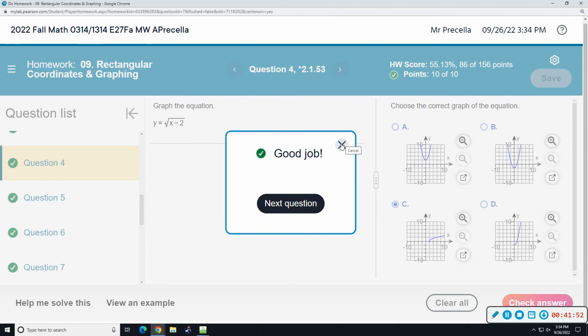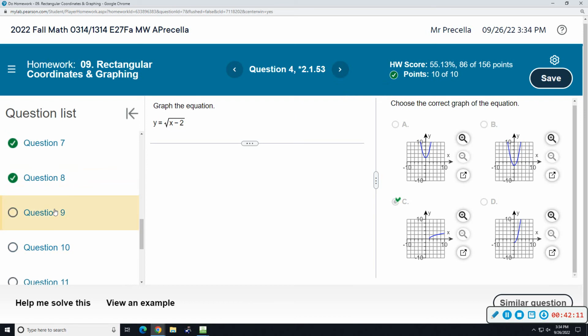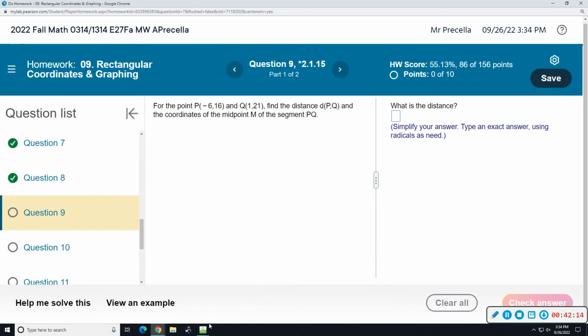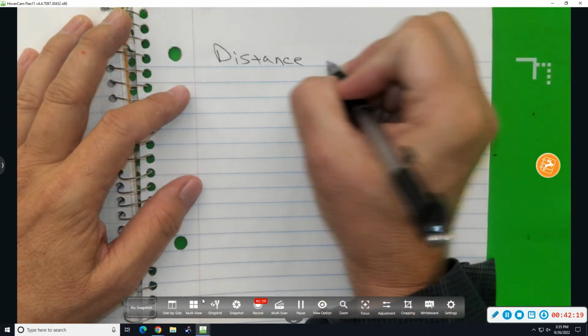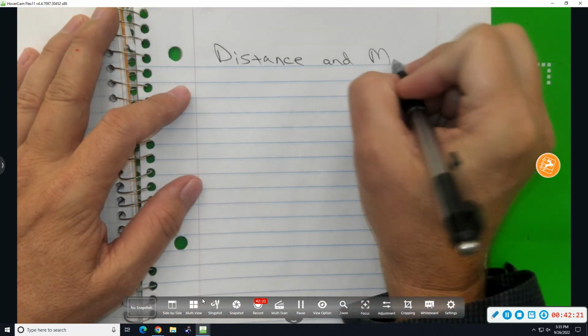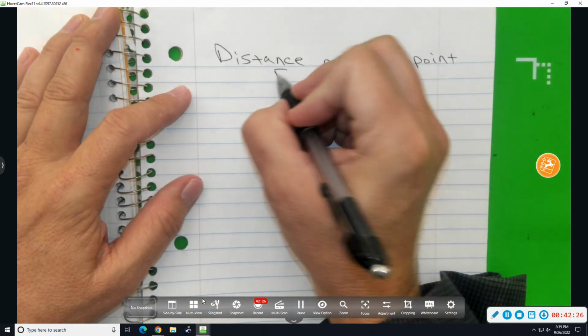We're going to end this assignment with a couple of important formulas. The distance and midpoint formulas. Distance. Let me write this down. Get over here to number 9. Okay, and there. The distance and midpoint formulas.